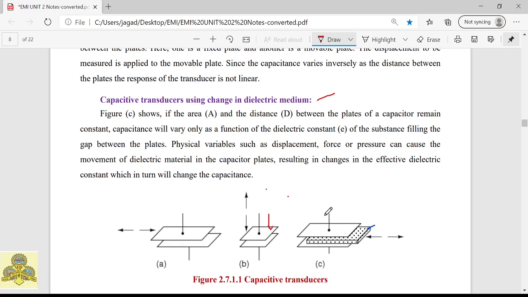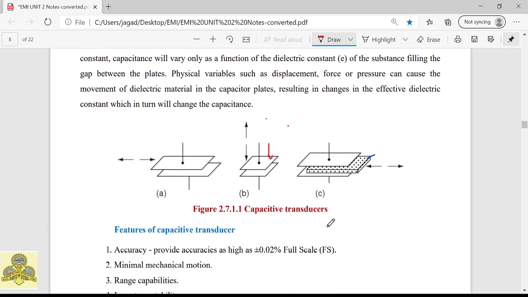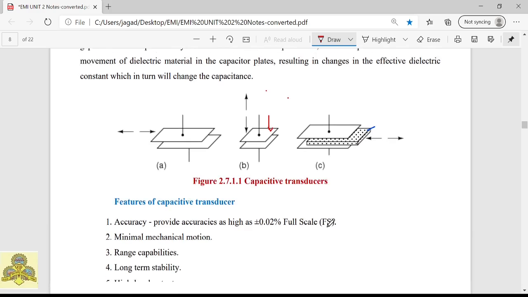So this type of sensor can be used as a transducer. By putting a pressure, we can change the area, we can change the distance between the plates, or we can insert or take out the dielectric material. This will make a change in capacitance. Hence the pressure is converted into a change in capacitance. That change in capacitance can be measured, and we can measure the actual force or pressure applied here. We will see the features of a capacitive transducer.